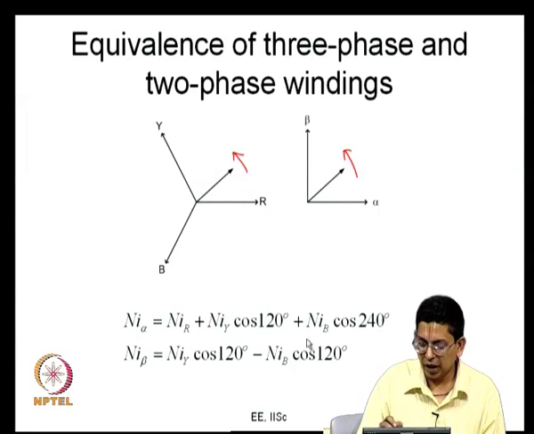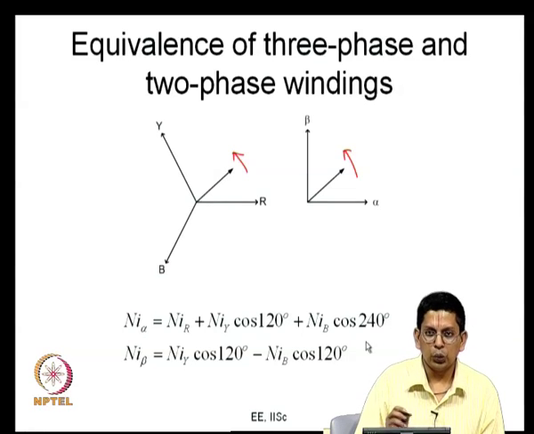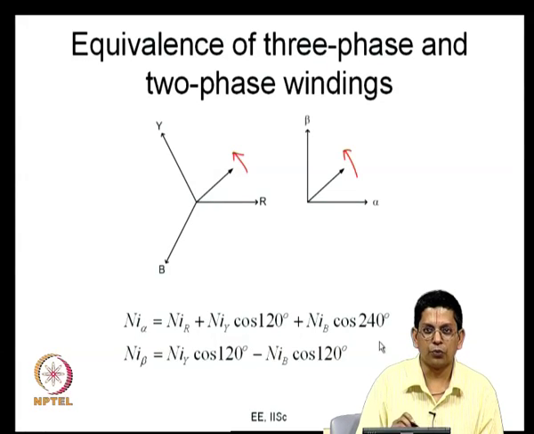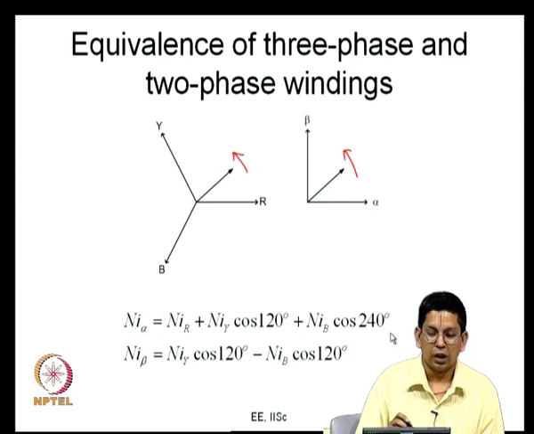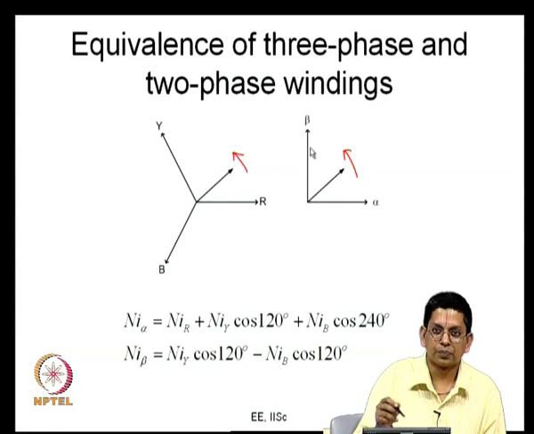So, this is n I b times cos 240. So, you need to satisfy one condition: n I alpha equals n I r plus n I y cos 120 plus n I b cos 240. This is one of the conditions that you really have now, right. This is one condition. And how about the current n I beta?